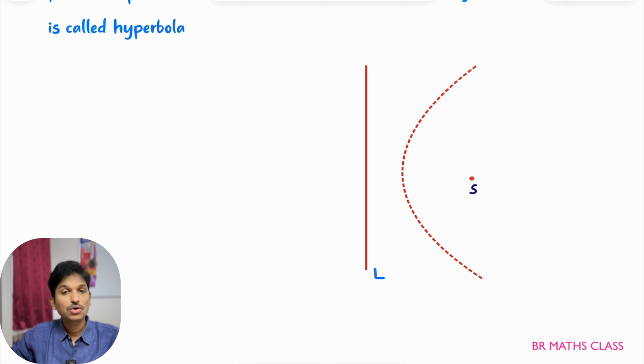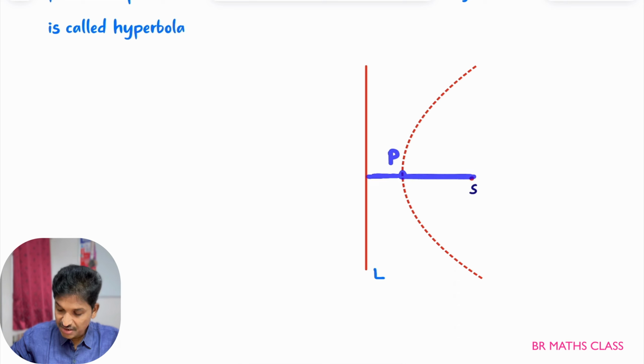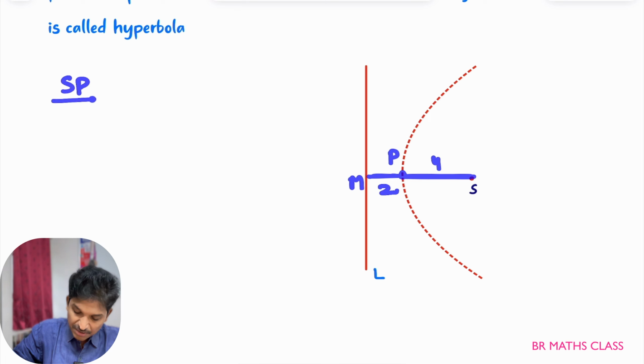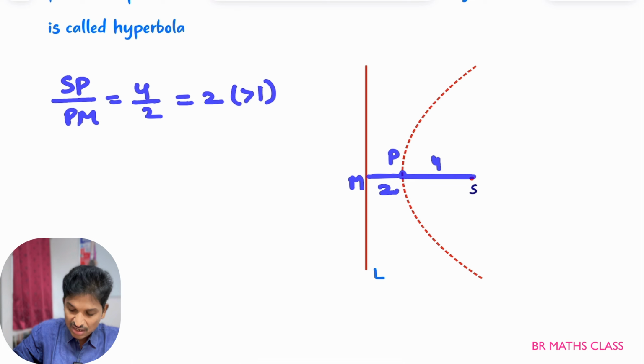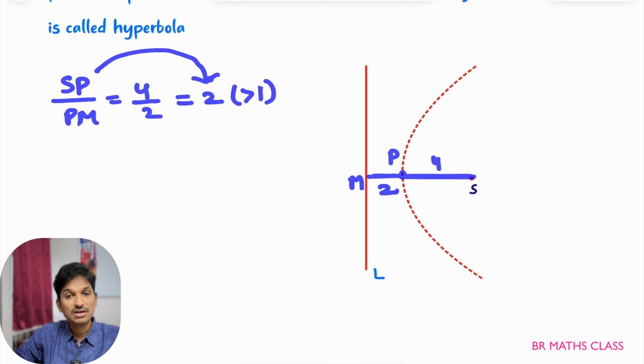Now to understand this more clearly, I'll take an example. You take point P here. SP, this is PM. I'll take this ratio as 4:2. SP is 4, PM is 2. What is SP by PM? SP by PM is 4 by 2. 4 by 2 is what? 2. This is greater than 1. This ratio is constant and that constant is greater than 1.